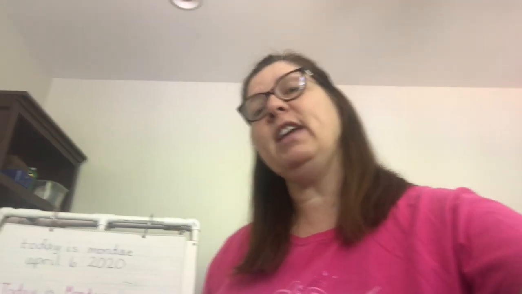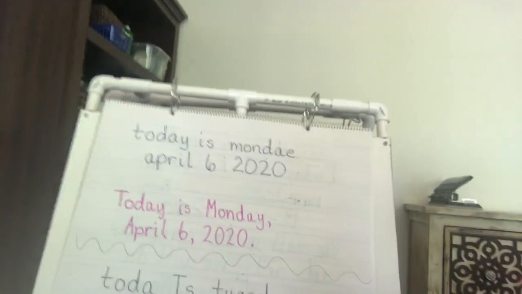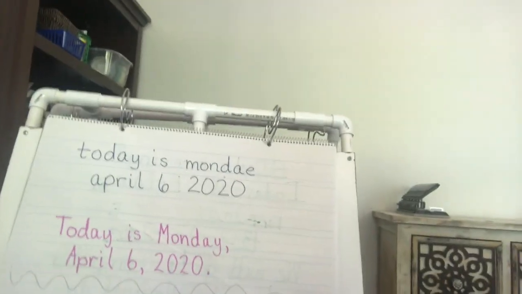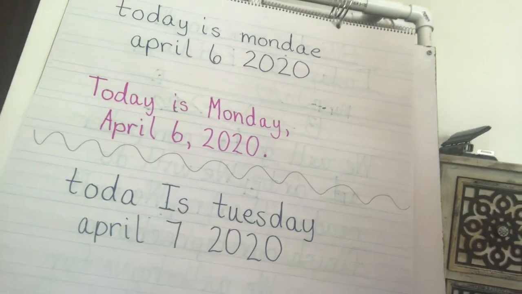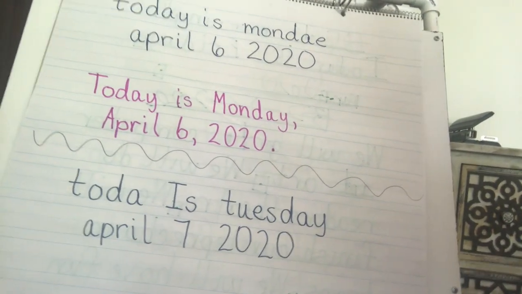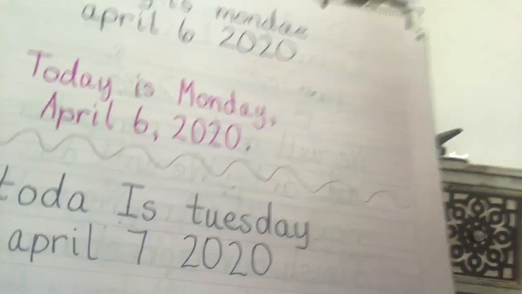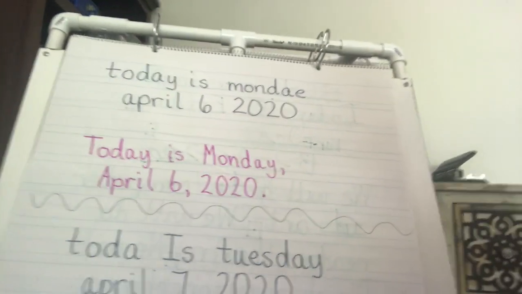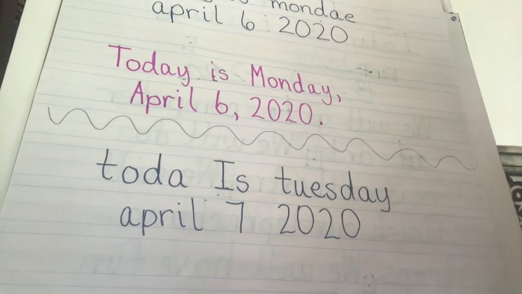So I have over here our chart, and I'm saving paper. That's from yesterday when we did today is Monday, and of course that means today is Tuesday. But I have here the wrong way to, let me get that on there. Okay, so I'm going to hold this here.